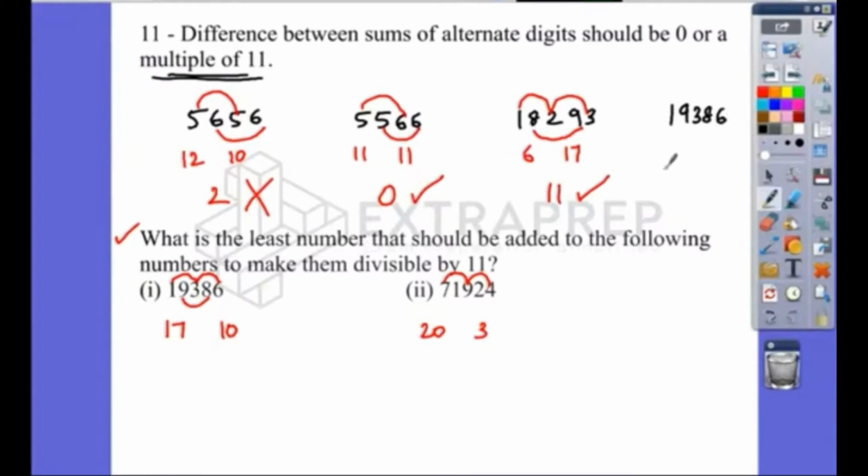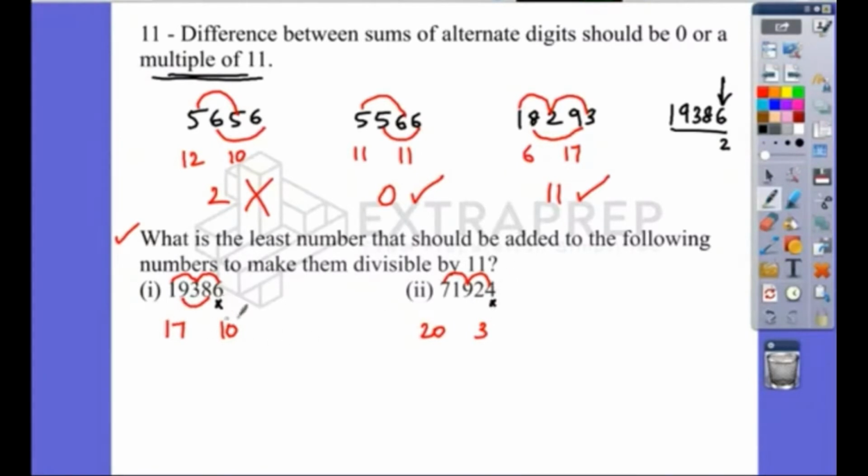Okay, now let's look at the method to find the answer. Okay, 19386 is a number, right? Now if I add 2 to this number, where would it be added? If I add 2 to 19386, where would it be added? It will be added at the last digit, right? It will be added here. So let's understand that. Whatever we add, let's assume the answer is x. If x is added, this will definitely be divisible by 11. So whatever we add will be added to the last digit. Here as well, whatever we add will be added to the last place.